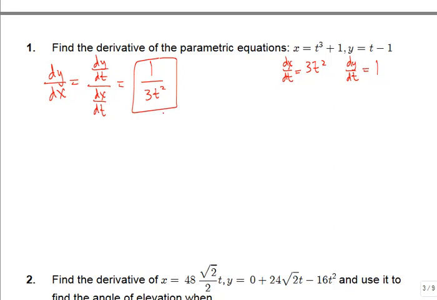Now you can leave it in terms of t if you like, if you want to get fancy, especially since we're writing this notation as dy over dx.